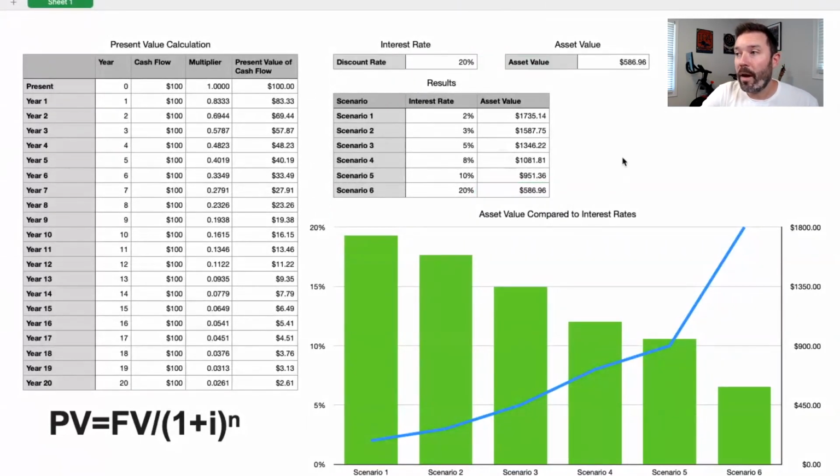So you can see here, this blue line is interest rates. As interest rates rise, the value of the underlying asset goes down.